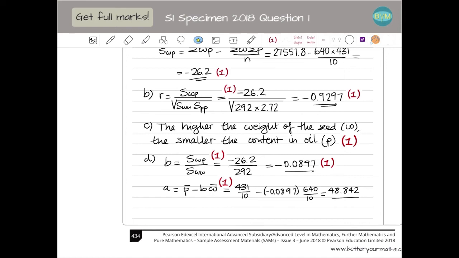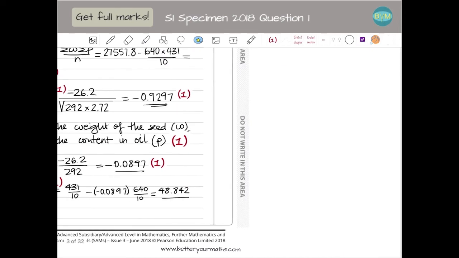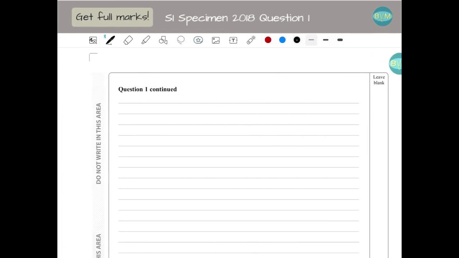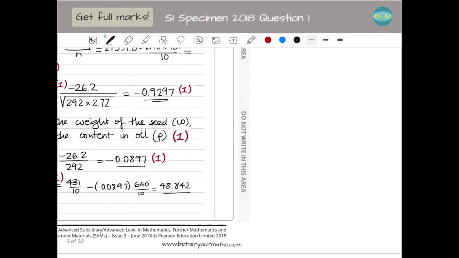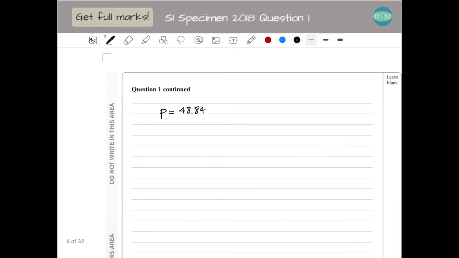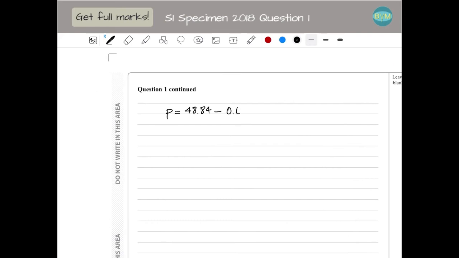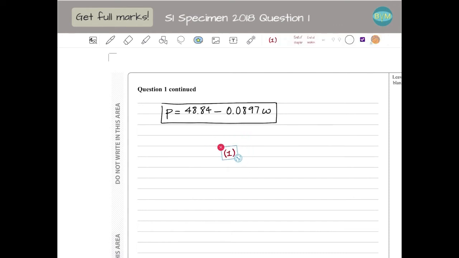So when we have A and B, our line of regression is going to be this one. So P, which is our dependent variable, is going to be 48.84 minus 0.0897 W. And this is the line of regression. And this is the next mark that you get, because that's what they are asking in the question.